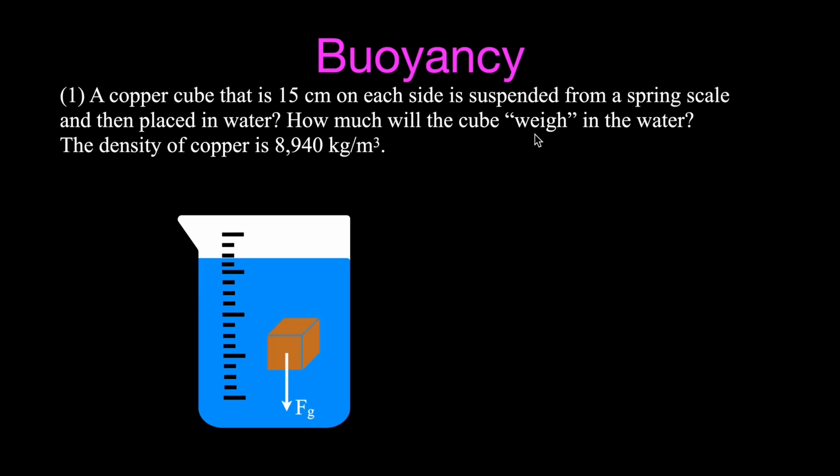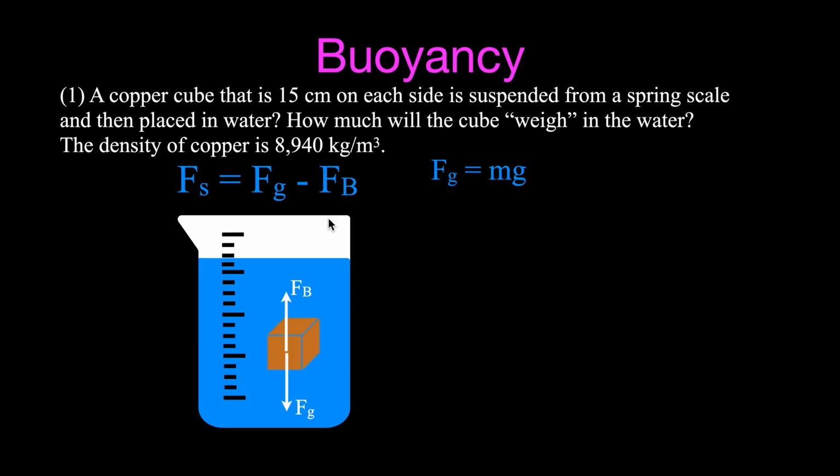So what we need to do is figure out what the buoyant force is going to be, because the weight is pulling down. You can see that Fg is the weight of the object, that copper cube, and we have the buoyant force, which pushes up in the opposite direction. So if we hang it from a spring scale, the force on the spring scale, Fs, is going to be the weight minus the buoyant force. The weight pulls down and the buoyant force pushes up in the opposite direction.